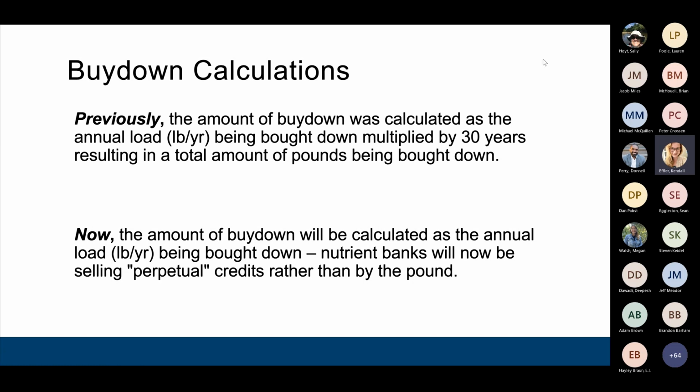Now the state will be looking at these values as kind of perpetual. That's not how they phrased it, but they've recognized that this 30-year lifespan is not the reality of these practices. And so nutrient banks will now be selling these credits by the pound, and that is how the calculations need to be presented by the city, and that's how we will be representing it in our nutrient buy down memos.